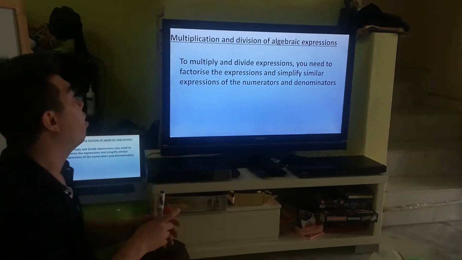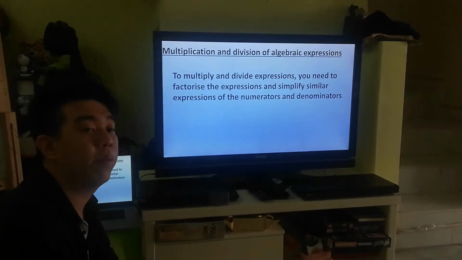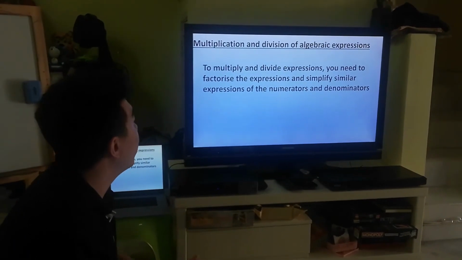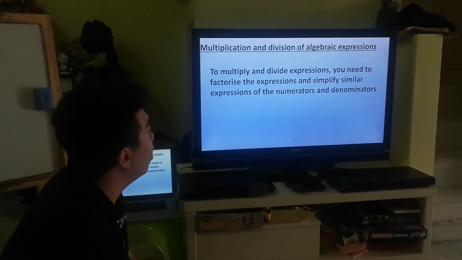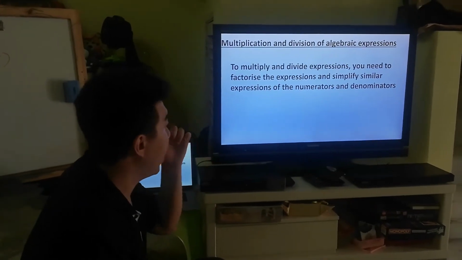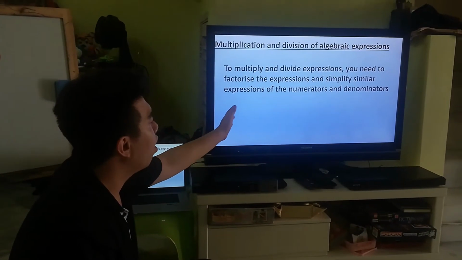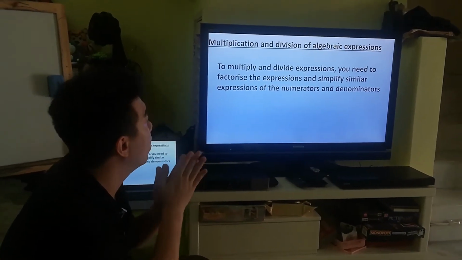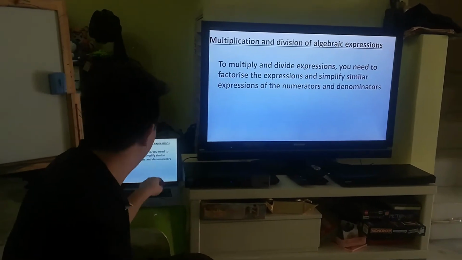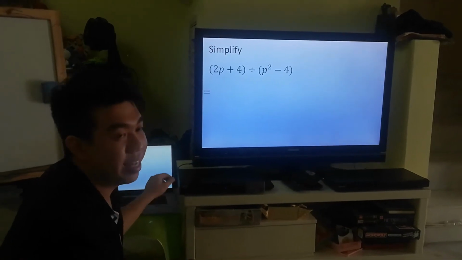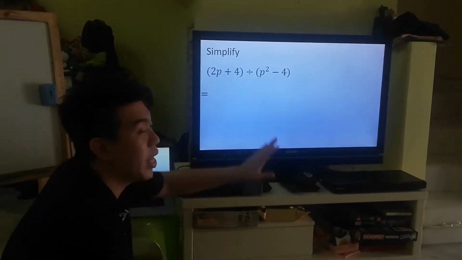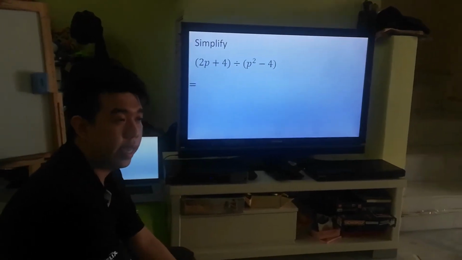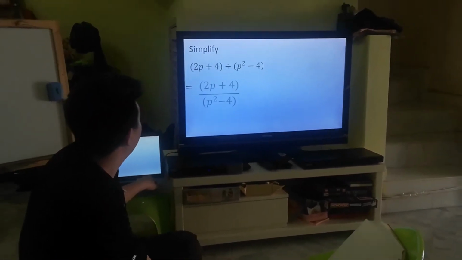Next, multiplication and division of algebraic expressions. To multiply and divide expressions, you need to factorize the expression and simplify similar expressions of numerator and denominator. What it means, I'll show you an example to make you understand easier. For this, when you see divide, what's the first thing you think of? Fraction. Yes, fraction. So you get this.